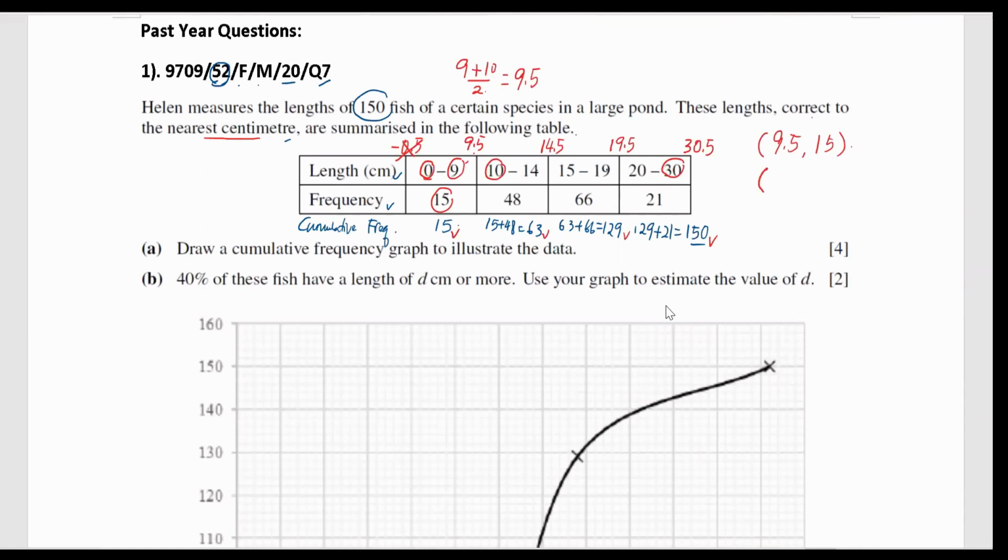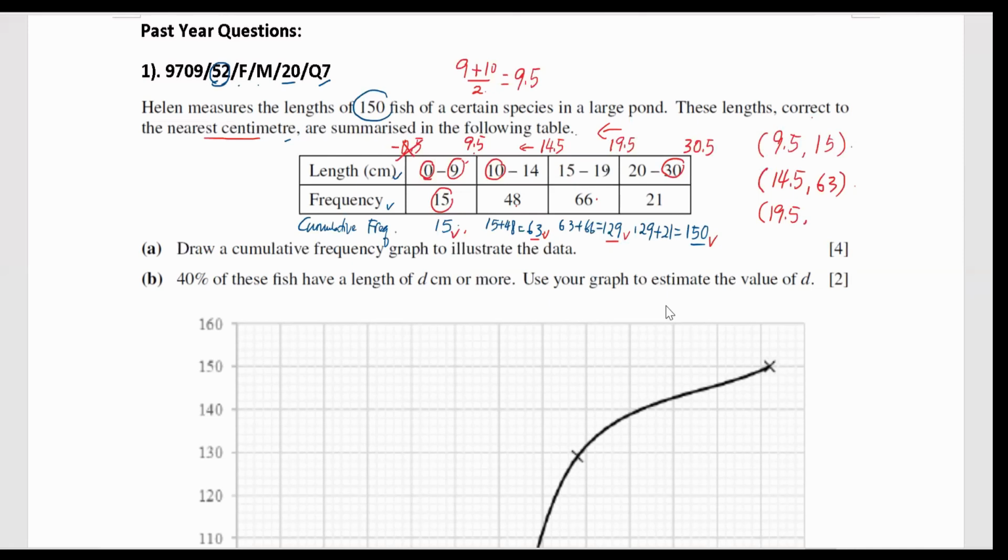Now, the second value means from the length of fish 14.5 cm and below, total how many fishes are there? So that is the reason why we take 15 plus 48, and in total we have exactly 63 fishes. So which is the cumulative frequency we have here. So 14.5 and 63. And as well as from 19.5 cm and below, total how many fishes are there? So this is why 63 plus 66, and we get 129.